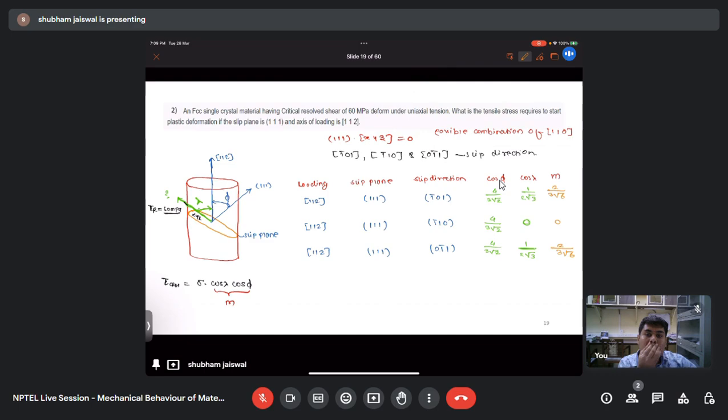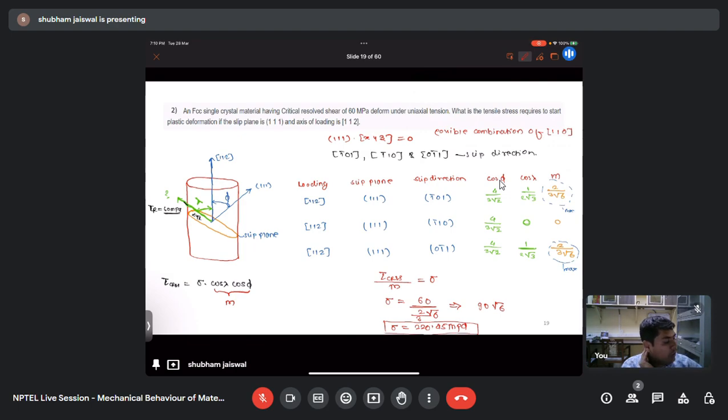So which value of m will you use? The maximum value of m we will use, and the maximum value of m is this. So if I use tau CRSS equal to m times sigma, I will get the sigma. So sigma equal to tau CRSS divided by m is 60 megapascal divided by 2 by 3 root 6. If we solve, we'll get 90 root 6, or sigma equal to 220.45 megapascal. So this is the answer.